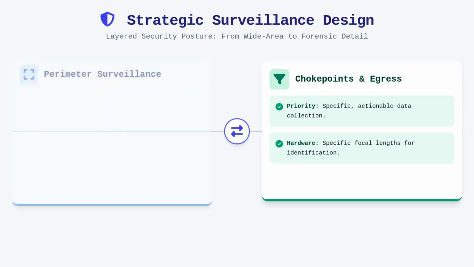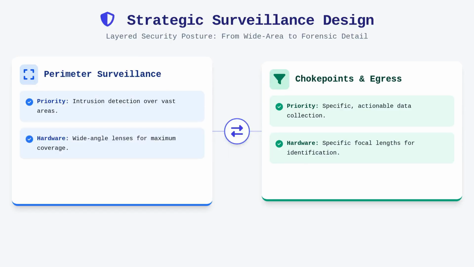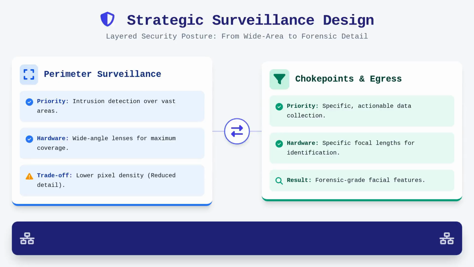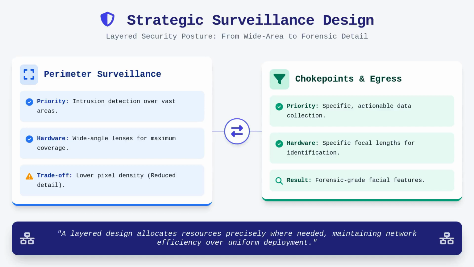Perimeter surveillance is fundamentally different, as the priority here often involves identifying intrusions over vast areas rather than capturing forensic-grade facial features. We align our cameras to monitor these borders using wide angles, accepting that pixel density will drop significantly compared to our choke point assets. Understanding this distinction allows us to design a security posture that is layered rather than uniform. A well-designed system allocates resources precisely where they are needed, maintaining efficiency across the entire network architecture.